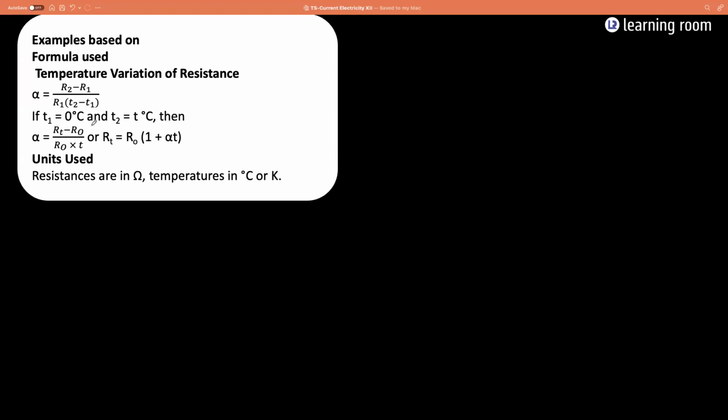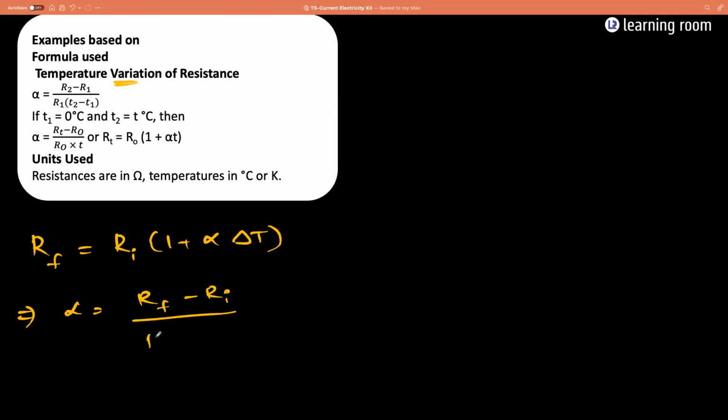Yes. So next is questions that are based on temperature variation of resistance. R final is equal to R initial into 1 plus alpha into delta T. Can I write it like this? Which implies alpha is equal to R final minus R initial divided by R initial into delta T.